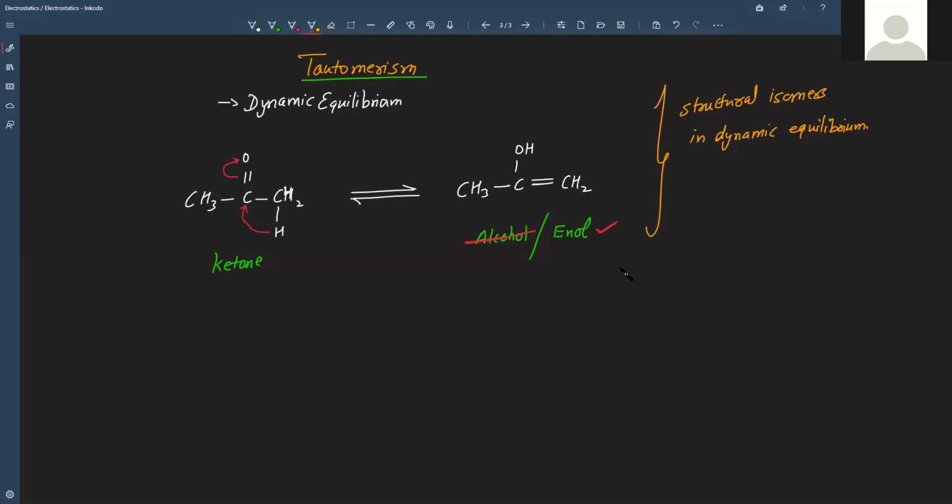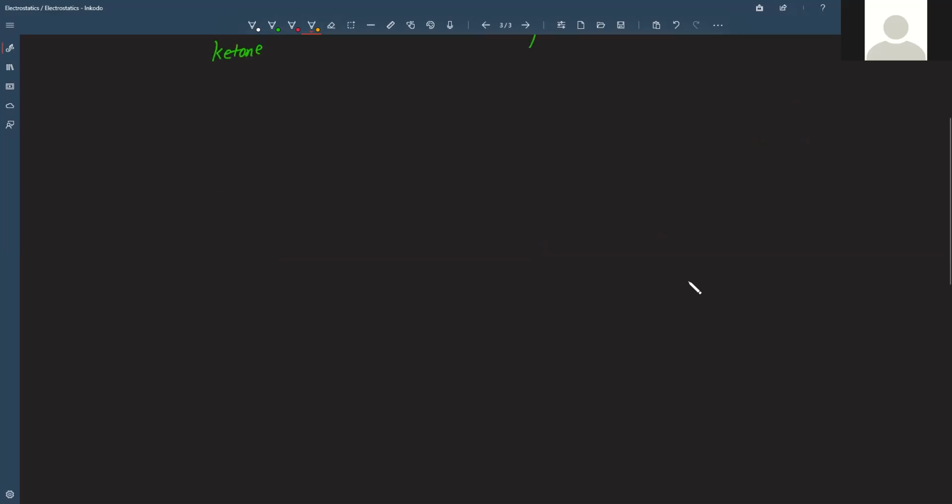Now, next we'll see when this tautomerism happens. This is an example, but we should have a generalized condition for tautomerism. So that is the next topic, the structural requirement for tautomerism. Tautomerism will happen when these structural requirements are met. So let us discuss them one by one.